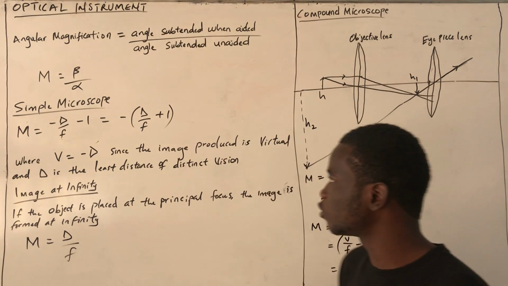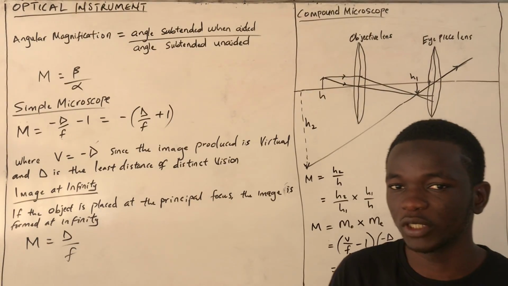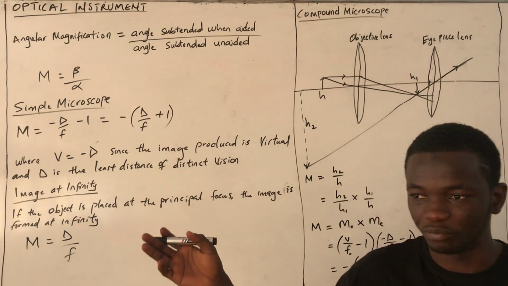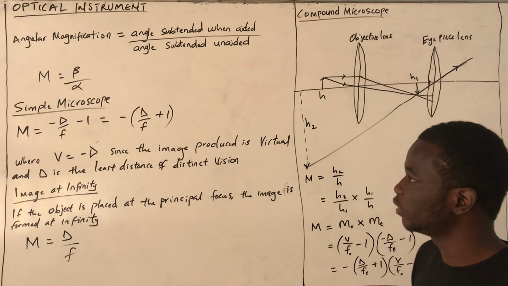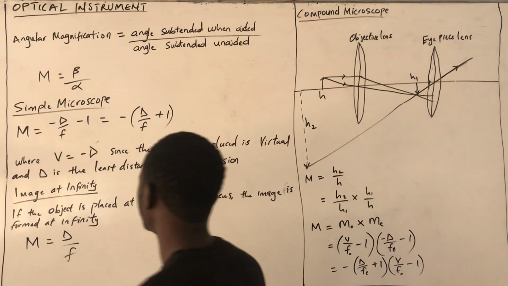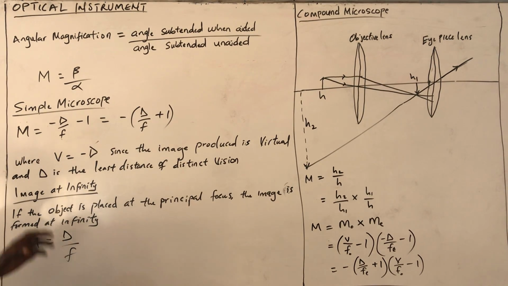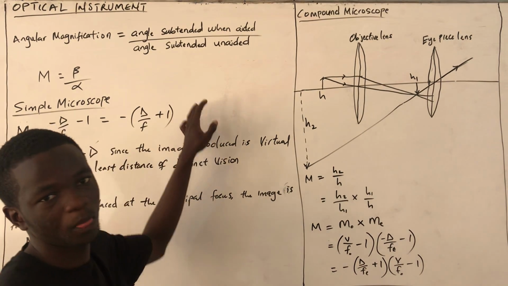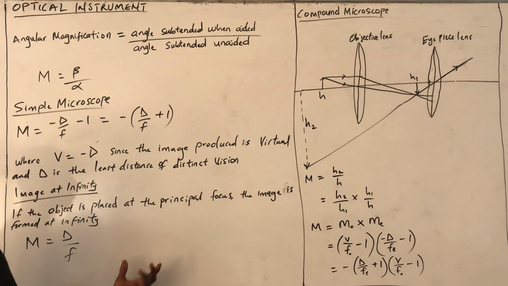So what the microscope does is that it makes the object, so that is the final image, really big and magnified. So under the microscope we have two types, which are the simple microscope and the compound microscope. The simple microscope just uses one lens, and sometimes they call it the magnifying glass.